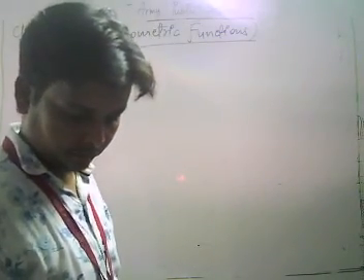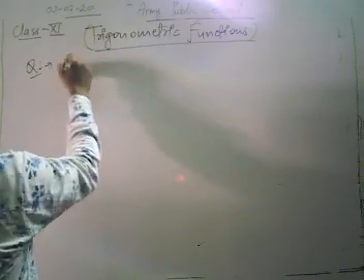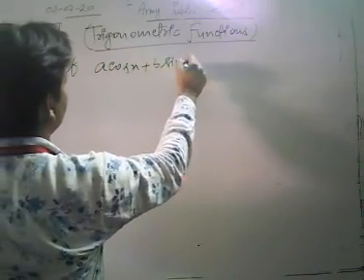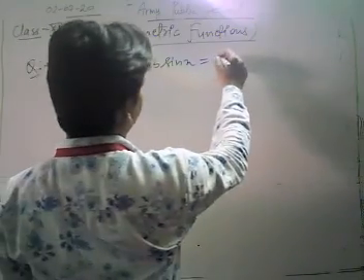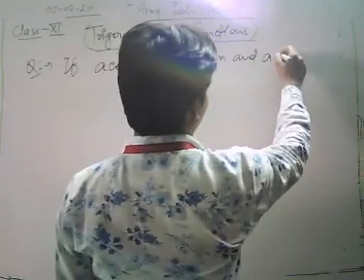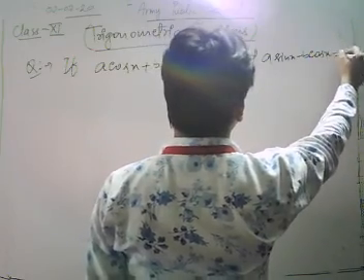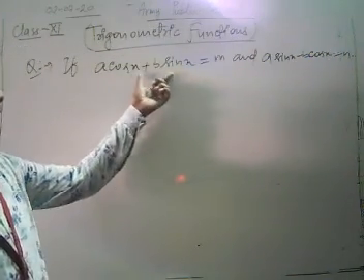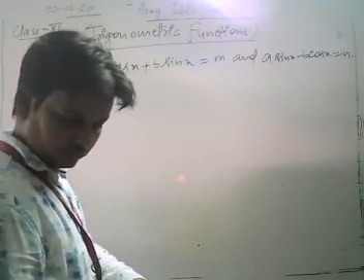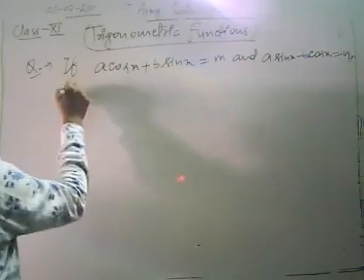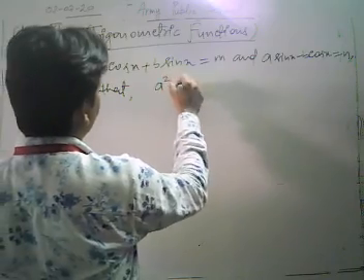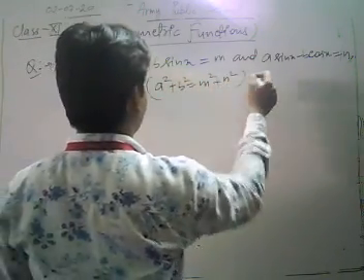Let's see the next question. If a cos x plus b sin x is equal to m, and a sin x minus b cos x is equal to n, prove that a square plus b square is equal to m square plus n square.